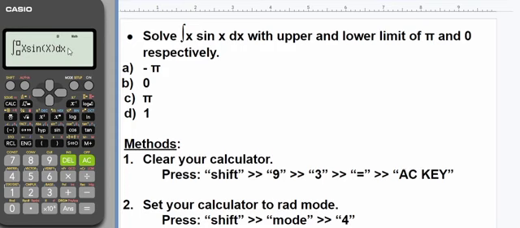Then you navigate to put your lower limit. Lower limit is 0, right? The upper limit is pi. How do you bring out your pi? You press shift at this point and press this button down. As simple as that. Then you press equals to, and you wait for your calculator to give you your answer. The calculator said the answer to this question is pi.